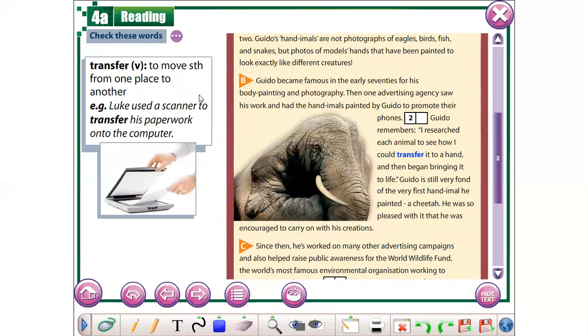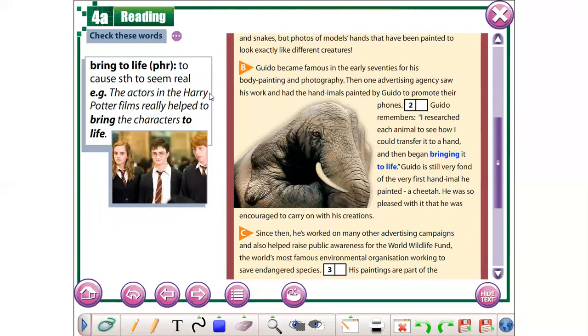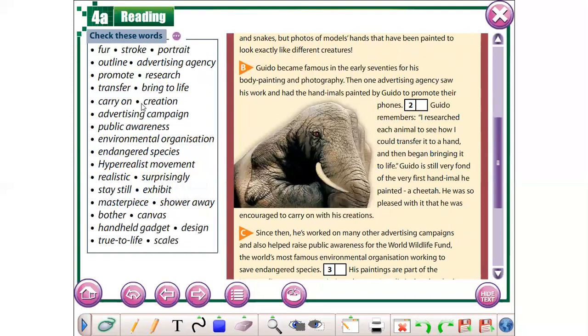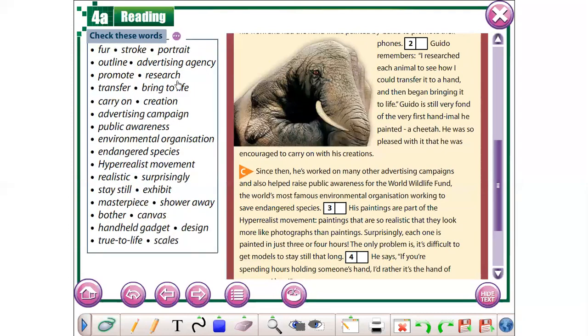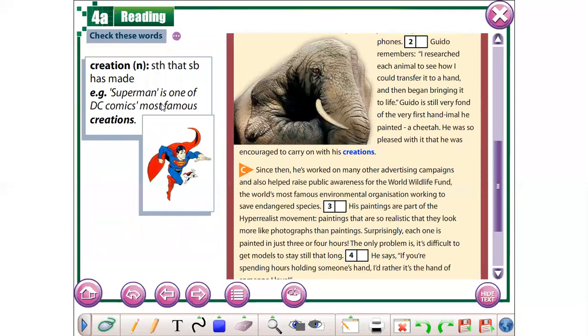Transfer: to move something from one place to another. Transfer, transferir. Bring to life: to cause something to seem real. Okay? Bring to life, traer a la vida. Carry on: continue doing something, continuar haciendo algo. Creation: something that somebody has made. Creation, creación.